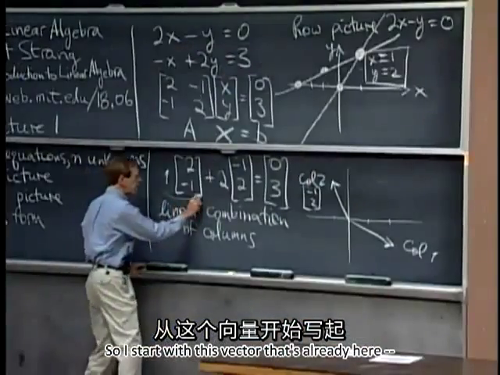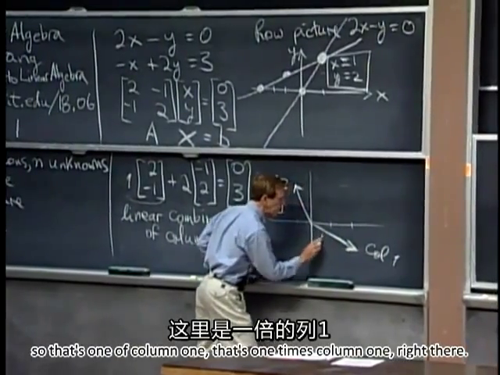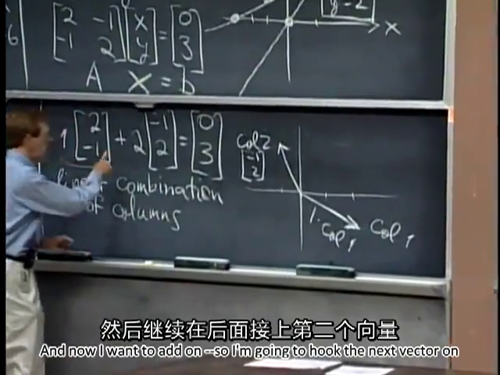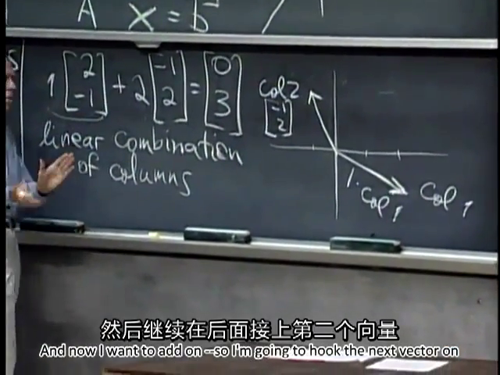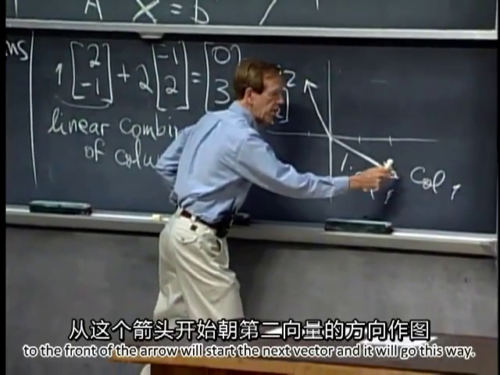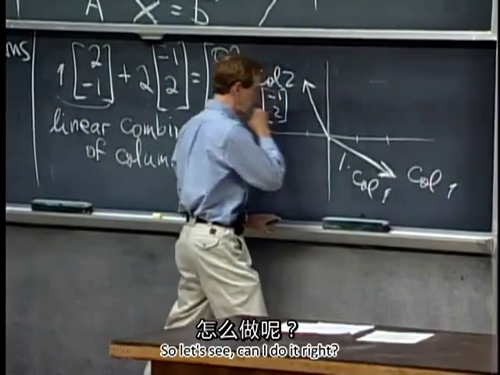Okay, so how do I picture this linear combination? So I start with this vector. That's already here. So that's 1 of column 1. That's 1 times column 1, right there. And now I want to add on, so I'm going to hook the next vector on to the front of the arrow. We'll start the next vector, and it'll go this way. So let's see. Can I do it right?